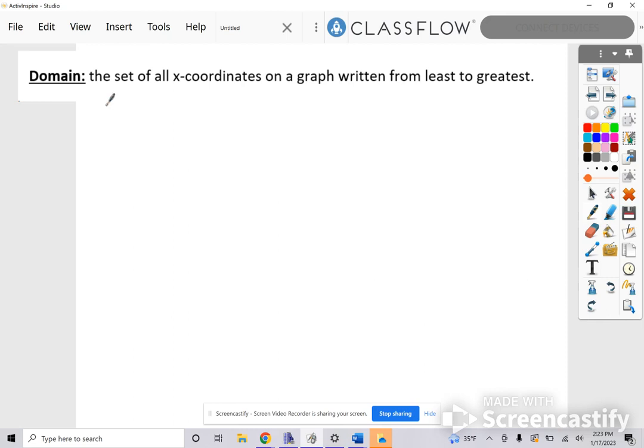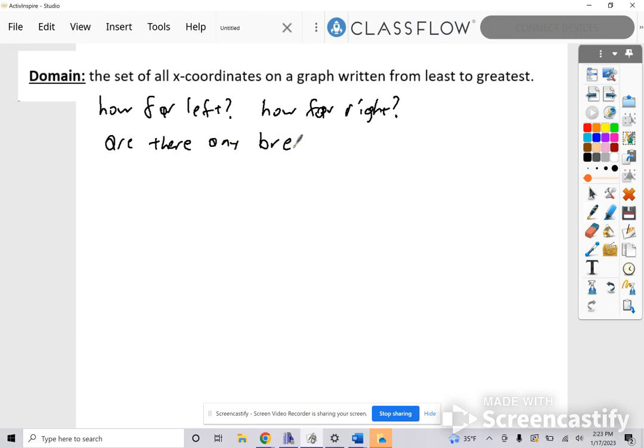Now, I had a student a couple years ago ask me, well, doesn't that just mean how far left and how far right? And I said, yes, that's basically the idea of it. We do want to add a new question for next year, but really that is the summation of what's going on. We do have a third question we want to ask ourselves: are there any breaks? But that's not a question you'll ask yourself this year. For this year, it really is just these first two questions.